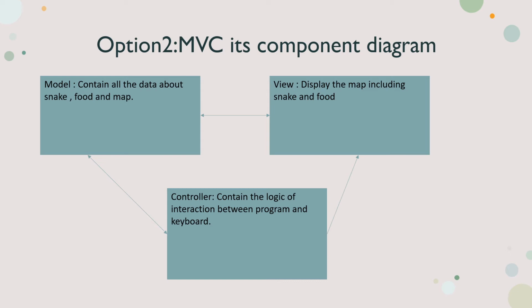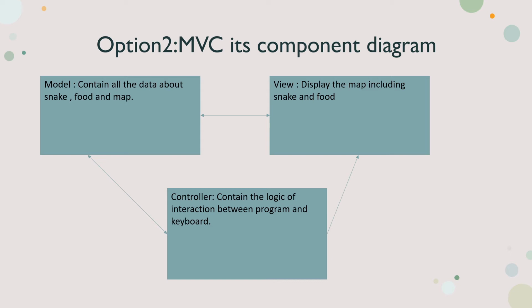And the second option I chose is MVC. Here is the component diagram. Model component contains all the information of this game, including direction of snake, length of snake, coordinate of snake head, coordinate of food, status of snake, live or die, etc. View component is responsible for displaying the game, including map, snake, and food. Controller component is responsible for responding to the key events from the keyboard.